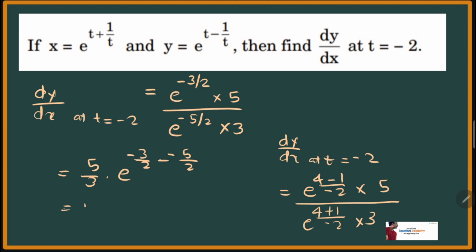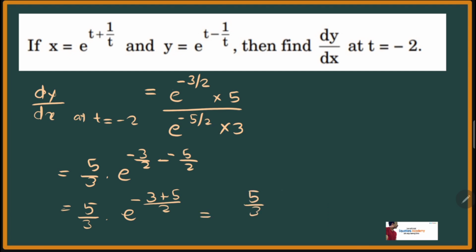This is equal to 5 divided by 3 into e raised to minus 3 by 2 minus minus 5 by 2, e raised to minus 3 plus 5 whole divided by 2. This is equal to 5 by 3 into e raised to minus 3 plus 5 is 2, 2 by 2, is equal to 5 by 3 into e raised to 2 by 2, that is e raised to 1, which is equal to e. So our answer is 5 by 3e or 5e divided by 3.